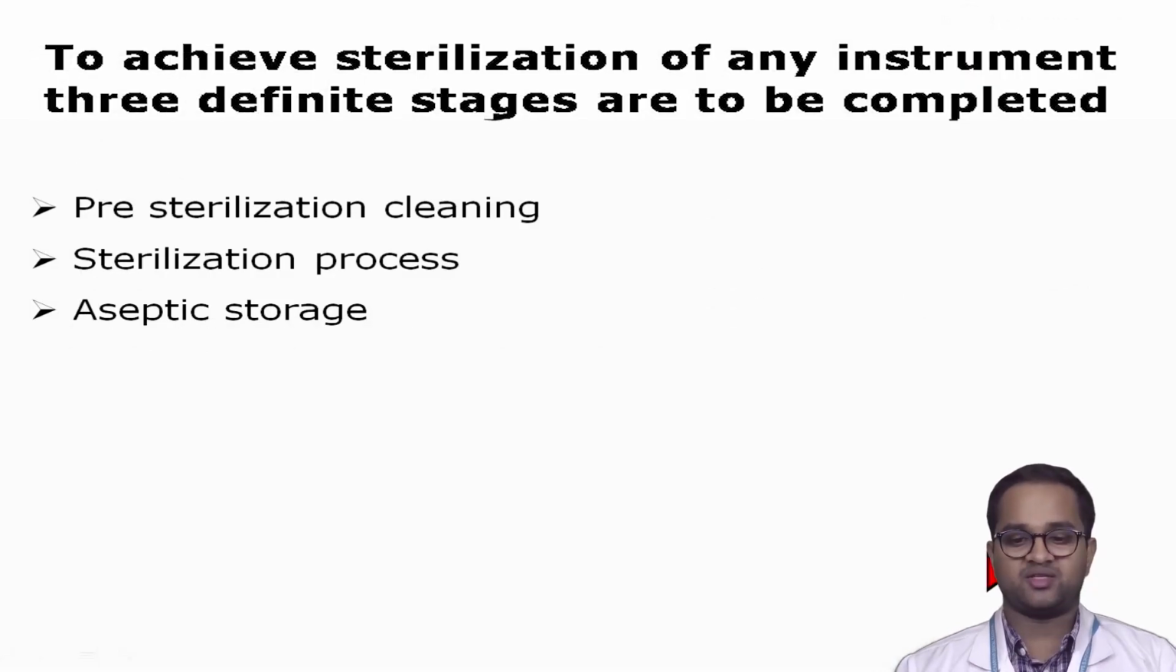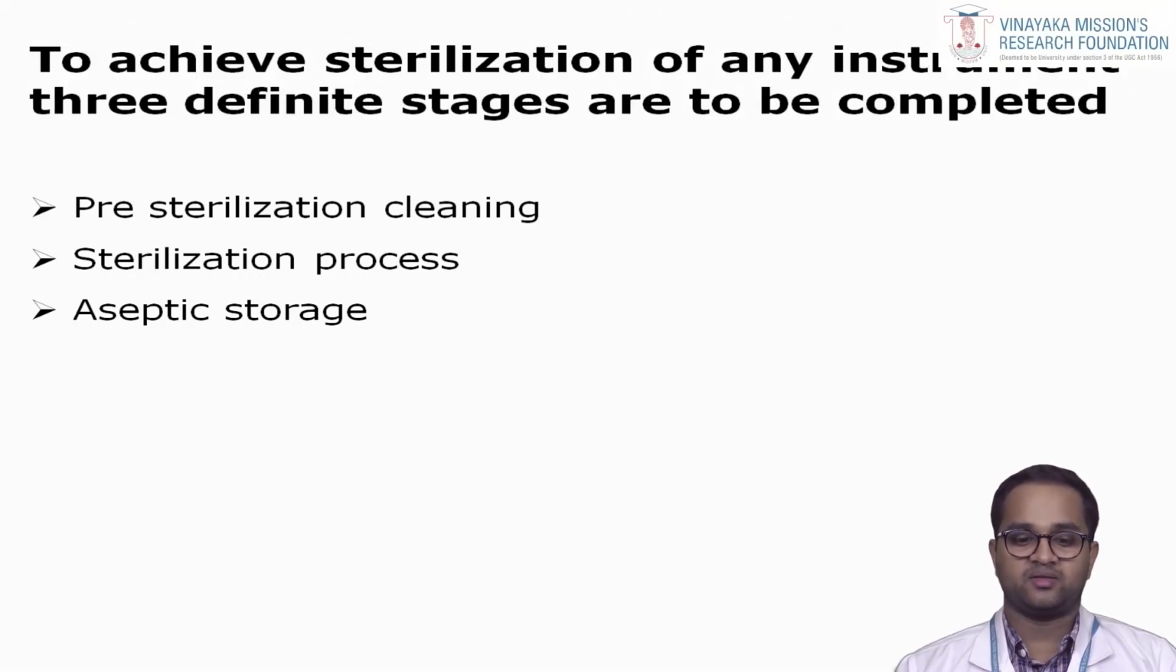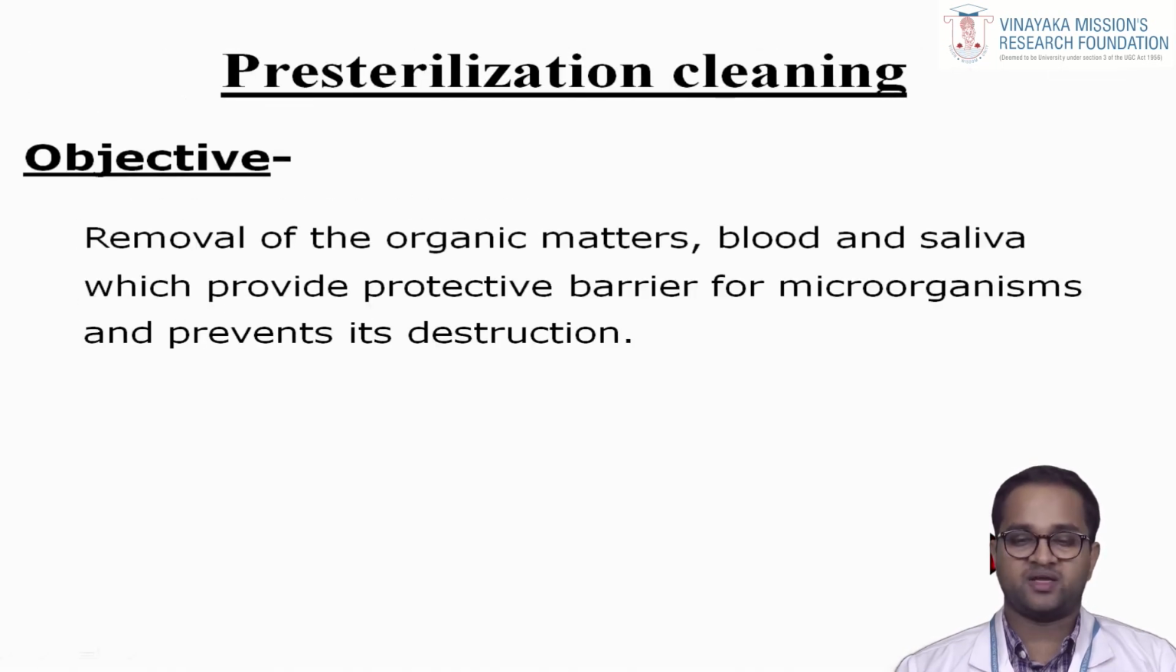To achieve sterilization of any instrument, three definite stages are to be completed. First is the pre-sterilization cleaning, second is the sterilization process, and the third is the aseptic storage. All three components are important. Coming to pre-sterilization cleaning, the objective is the removal of organic matter, which could be blood and saliva, which provide a protective barrier for microorganisms and prevent their destruction.